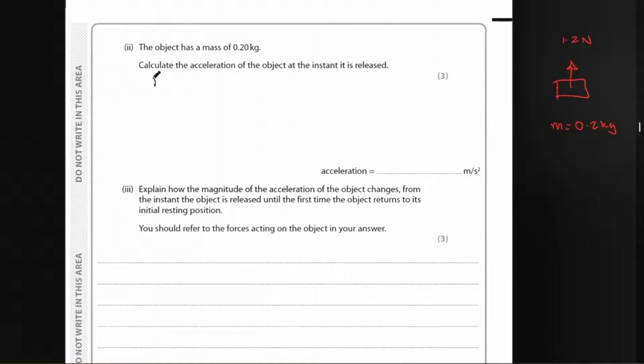So we'll use the formula F equals ma, Newton's second law formula. We want to calculate acceleration. We'll rearrange the equation. a equals F over m. The net force is 1.2 newtons. The mass is 0.2 kilograms. This gives us an acceleration of 6 meters per second squared. So the answer is 6 meters per second squared at this point.